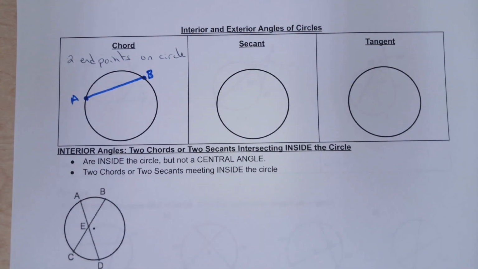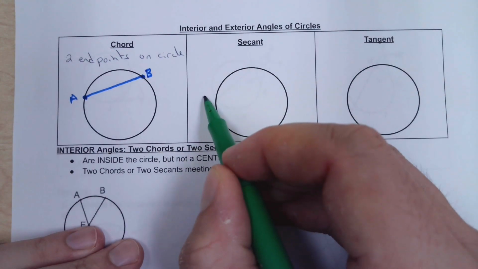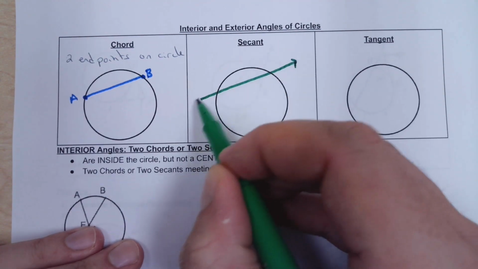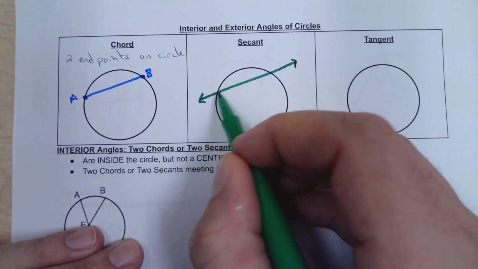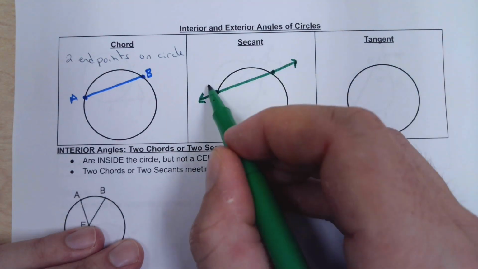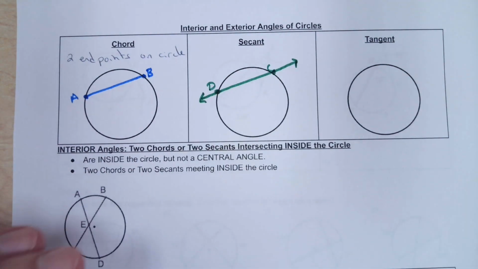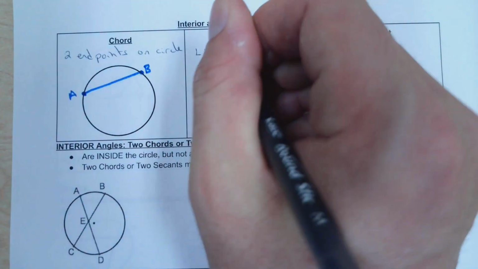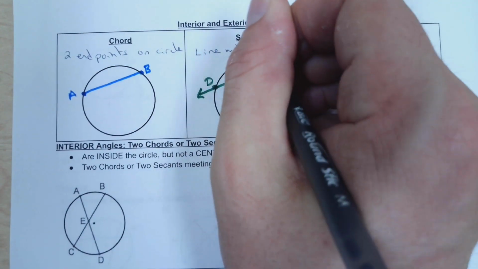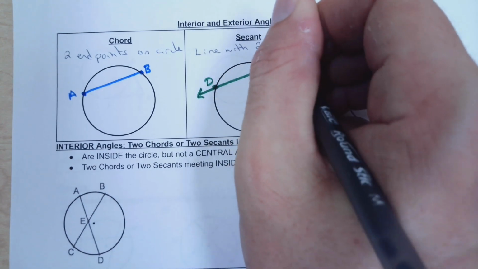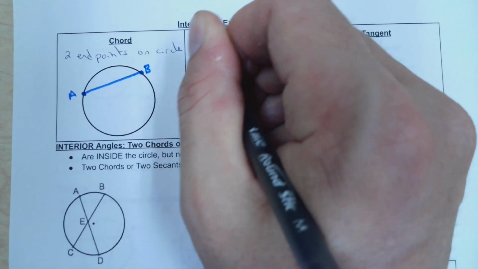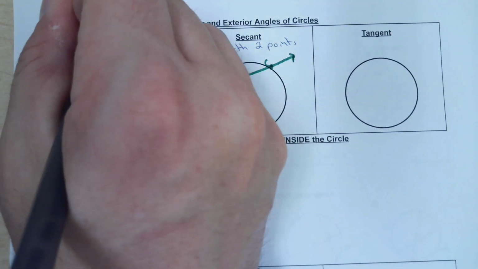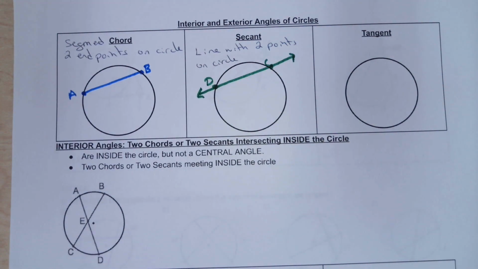Alright, secant. So a secant is like a chord, but it's going to be a line. So this is a line with 2 points on the circle. So this is a segment. I should have said that. This is a segment over here.